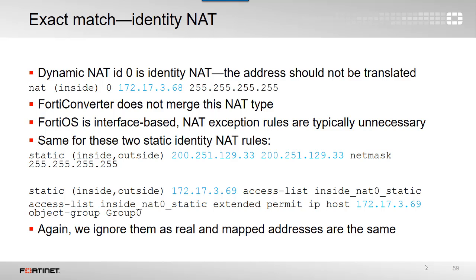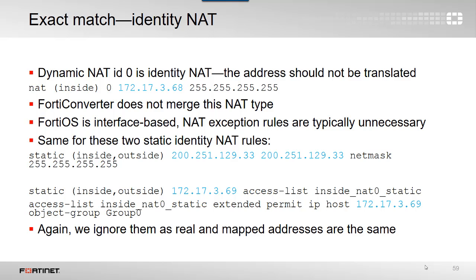So the first one, we're going to look at an identity map NAT. This is where we're saying this is a rule not to NAT. So in this case, this address should not be translated. Now, generally for identity type rules, FortiOS is interface based, as I mentioned earlier. So issues of directionality are often handled already in the routing.